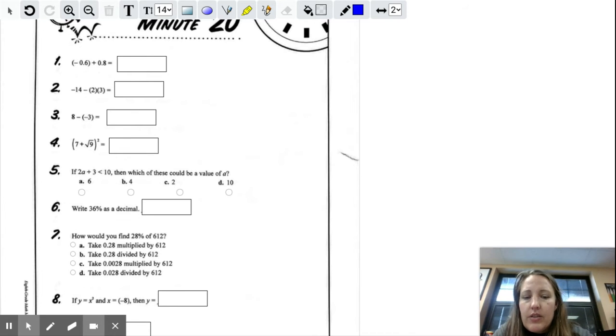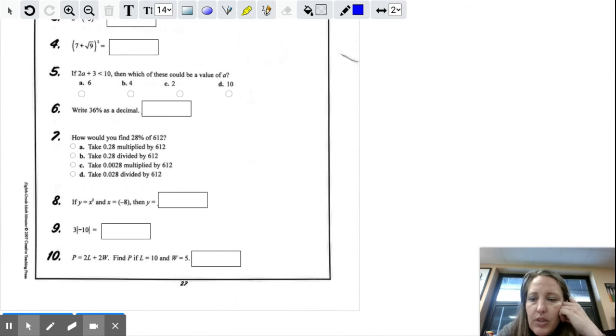Okay. So then I'm coming down here to number 7. It gave people trouble today. I remember because I said to someone, how would you find 28% of 612? And he goes, divide. Because I think you're used to thinking about taking a piece of something, right? So that means I'm going to divide it up.